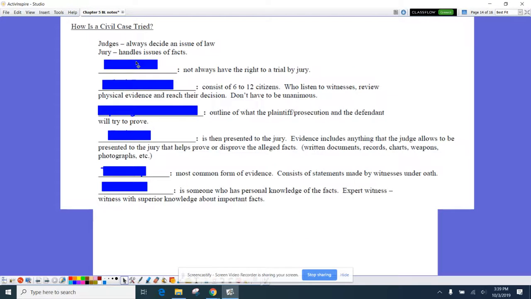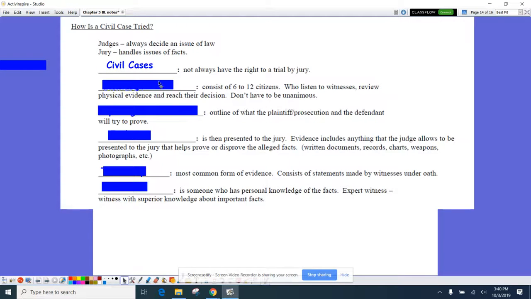If a tort case goes to trial, you're going to have a judge that's going to decide the case. If there's enough dollars involved, you'll probably have a jury. Civil cases don't always have the right to a jury trial, and part of that is because of the dollar figure involved. If the case is less than $2,500, typically it would go into small claims court, where you have a judge, but you don't have a jury involved.